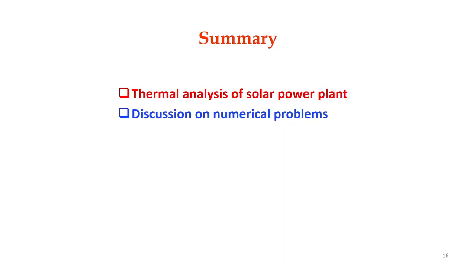If we set the output requirement, then we can do the analysis and find out how big the solar thermal power plant is required. That means, what could be the size of the plant for achieving the output of X. X may be any kilowatt or megawatt. In summary, in this class we have tried to analyze the solar thermal power plant and the numerical problems which will take you to the design of a solar thermal power plant.